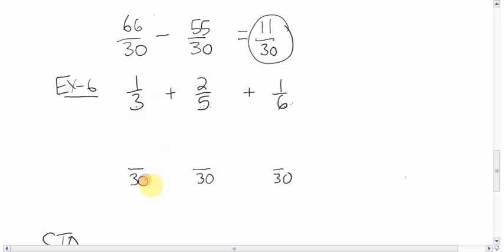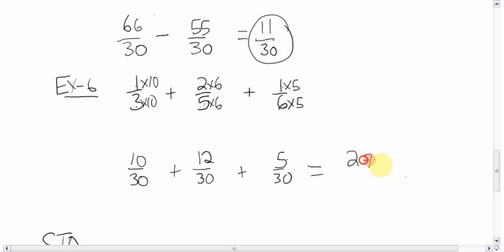How did 3 become 30? We times by 10. Same to the top. 1 times 10, 10. Plus, how did 5 become 30? We have to times by 6. Do the same to the top. 2 times 6 is 12. How did 6 become 30? We have to times by 5. Do the same to the top. 1 times 5 is 5. You end up with this. Add the tops. 10 plus 12, 22, plus 5, 27. Over, leave the bottom, 30.